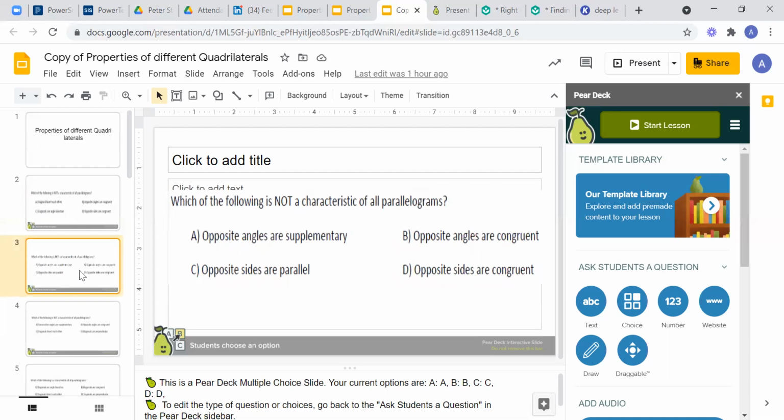The next slide. Which of the following is not a characteristic of all parallelograms?